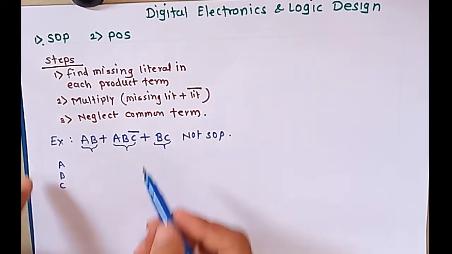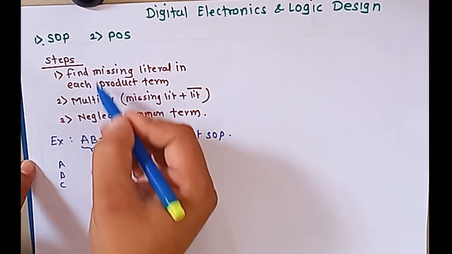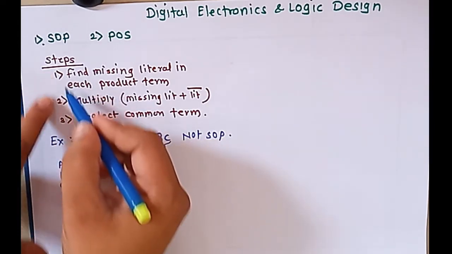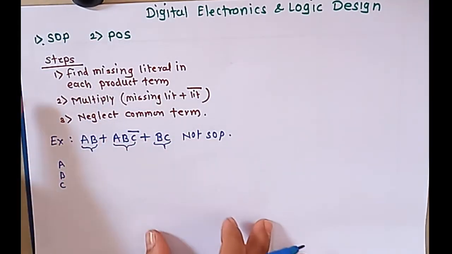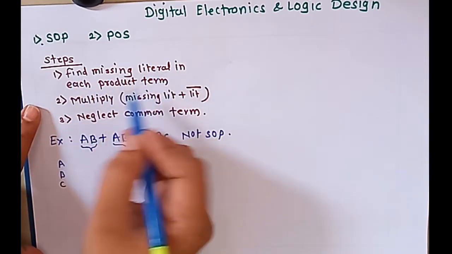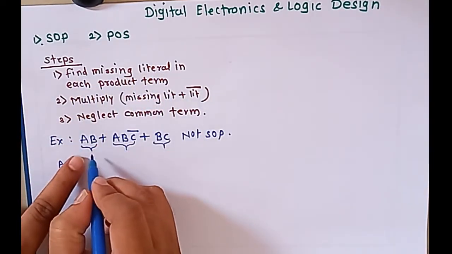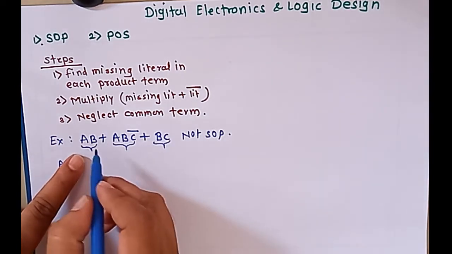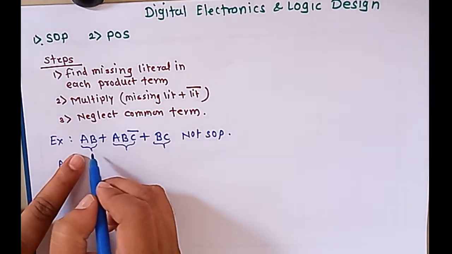So we follow the three steps that we have discussed. What is the first step? The first step is to find the missing literal in each product term. We have three product terms, so we have to find out the missing literals.